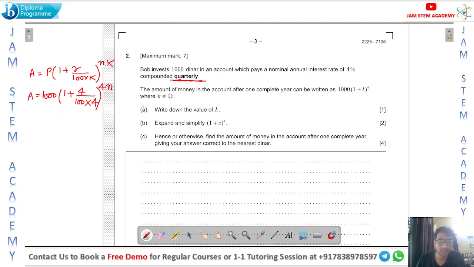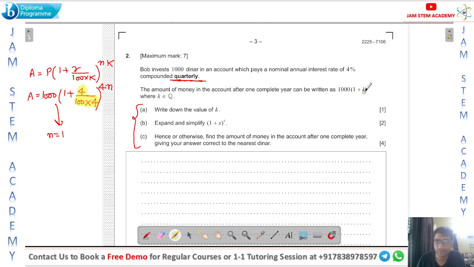Now, let's get back to the question. The first part says write down the value of k for this question. The amount of money in the account after one complete year can be represented by 1000 times (1 plus k) raised to the power 4. After 1 year, it means we take n equal to 1 in this expression. So what will be my value of k? I will get k as 4 over 100 times 4. That is going to be my value.